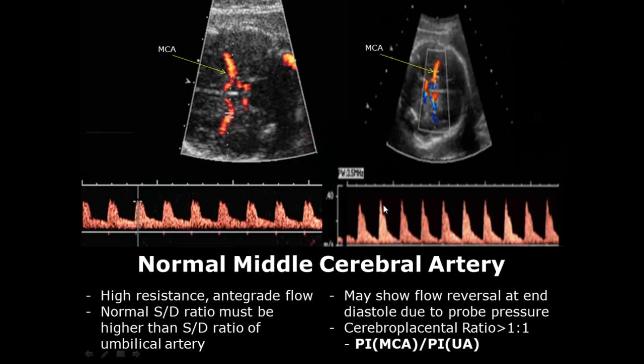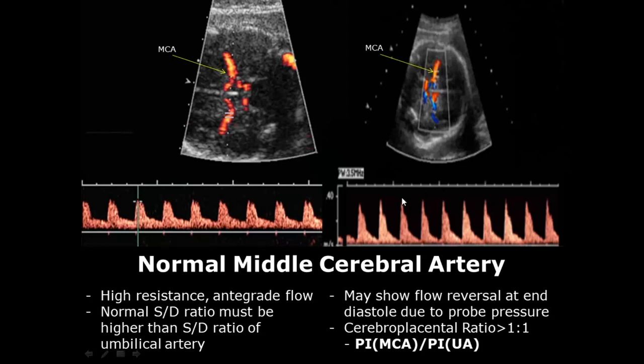The normal S/D ratio of MCA must be higher than the S/D ratio of umbilical artery, and it may show flow reversal at the diastolic section. It can be due to increased intracranial pressure because of applying pressure with the probe.